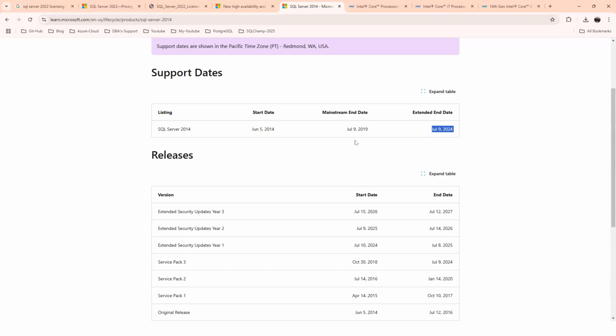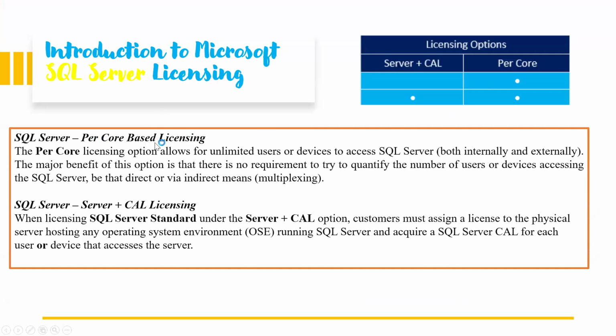So why you are paying that much amount to Microsoft? For support only. We are getting the support from Microsoft team. So see, that is how the licensing keeps on working in the background. One is core-based license. Mostly people will purchase the core-based license, but you may also get a chance to see Server+CAL license.